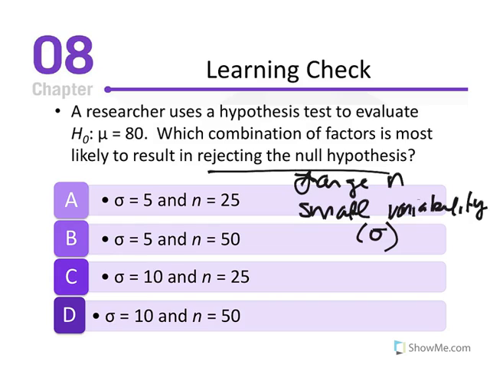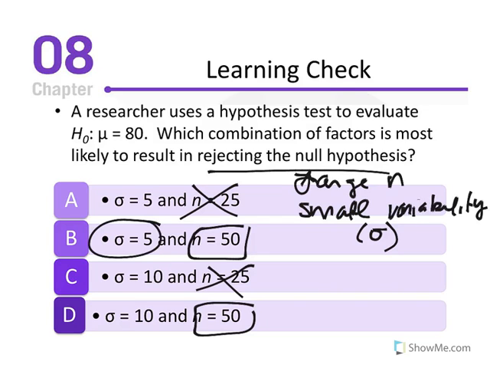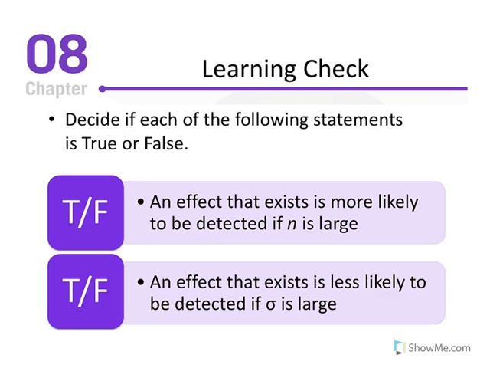So let's just look at these values. We can go ahead and omit the sample sizes that are smaller. So we see that 50 is larger than 25, so we can omit these two. And then we always want smaller variability, small standard deviation. So if we're just focusing on B and D, we see that this has smaller variability. So this scenario would generate the largest z-score, which would give us a greater likelihood of rejecting the null hypothesis.